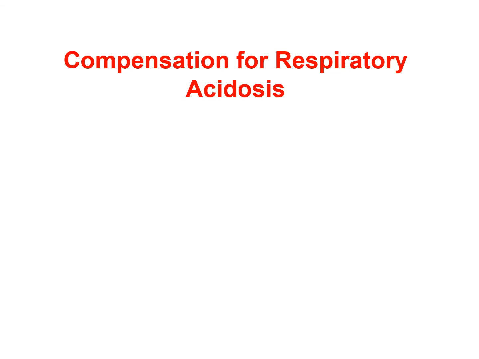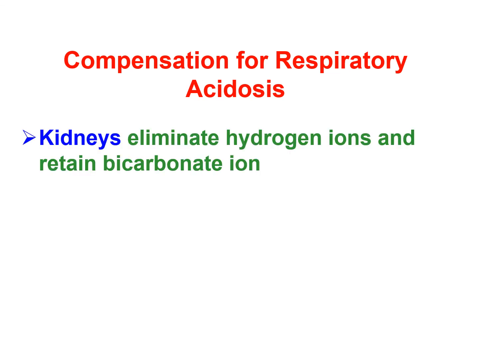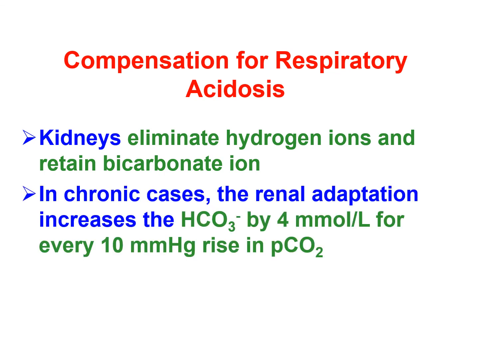Thus, the compensation for respiratory acidosis is set in by the kidneys springing into action. There is increased removal of hydrogen ions and simultaneous preservation of bicarbonate ions. It has been observed that in chronic cases, the rate of renal correction enhances and as much as 4 millimole per liter of bicarbonate ions are preserved for every 10 mmHg of rise in pCO2.